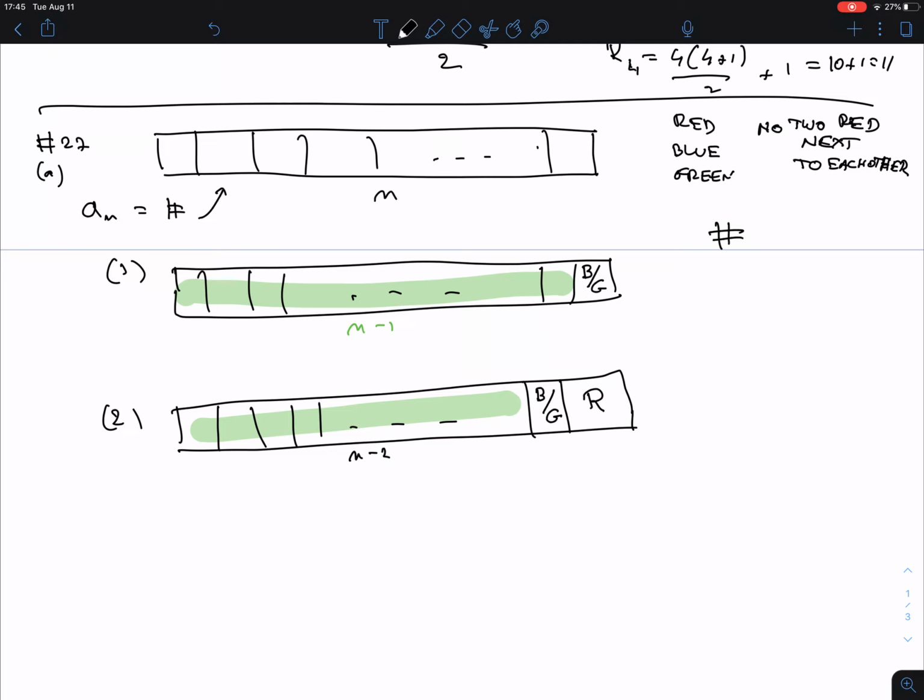Well, in this case, what do we have? We know that there are a_{n-1} choices here. And how many choices do we have here? Well, blue or green, so 2. So we get 2 times a_{n-1}.